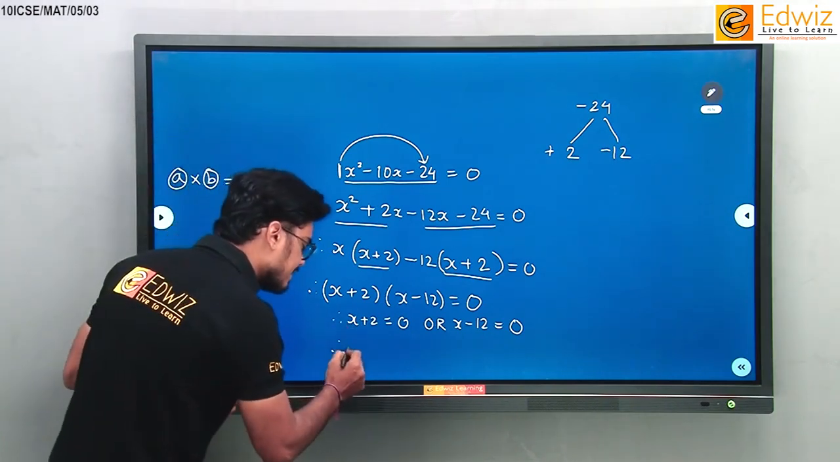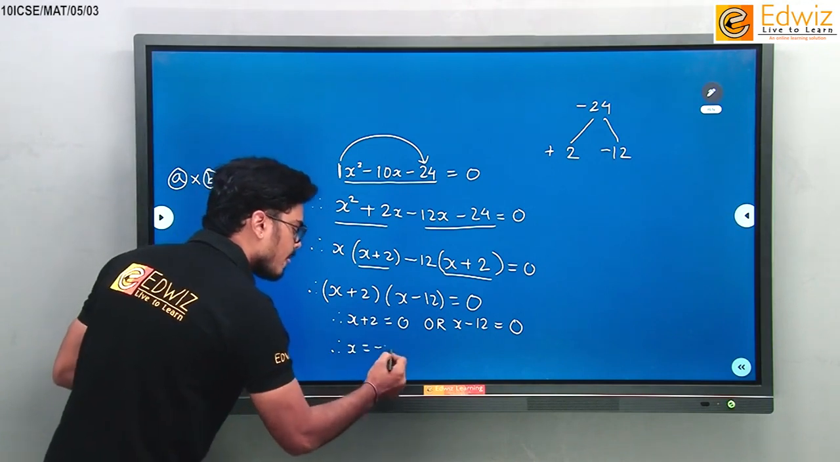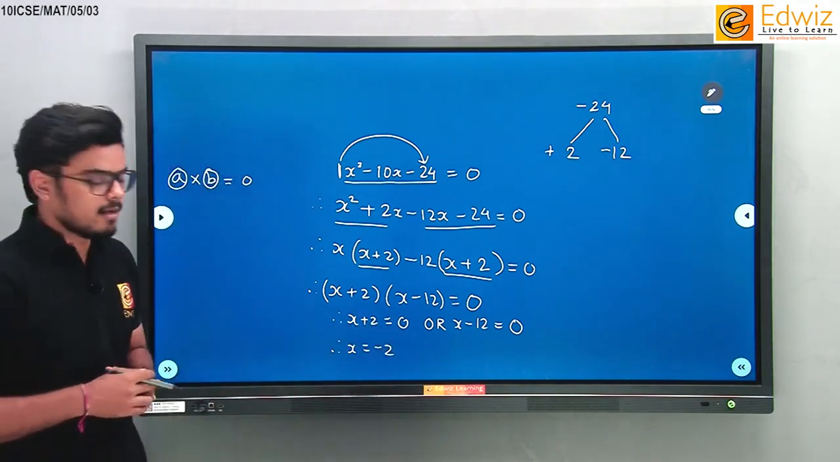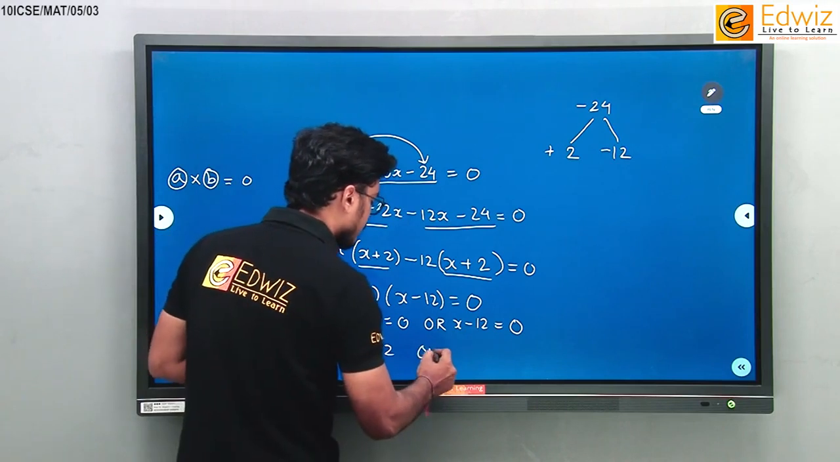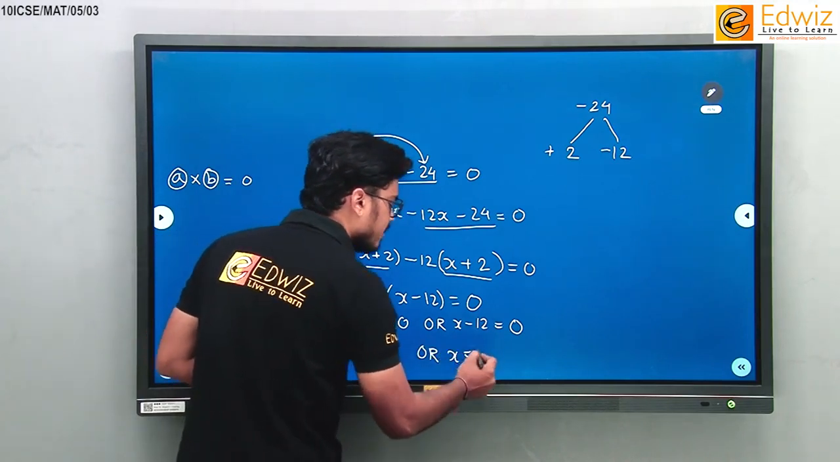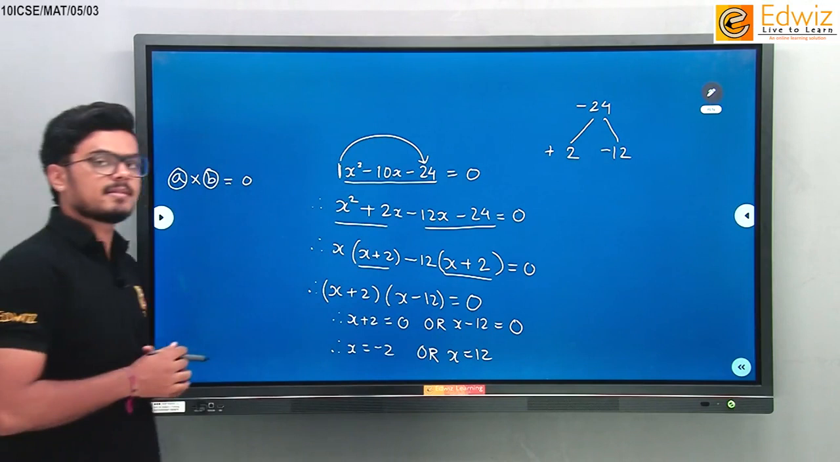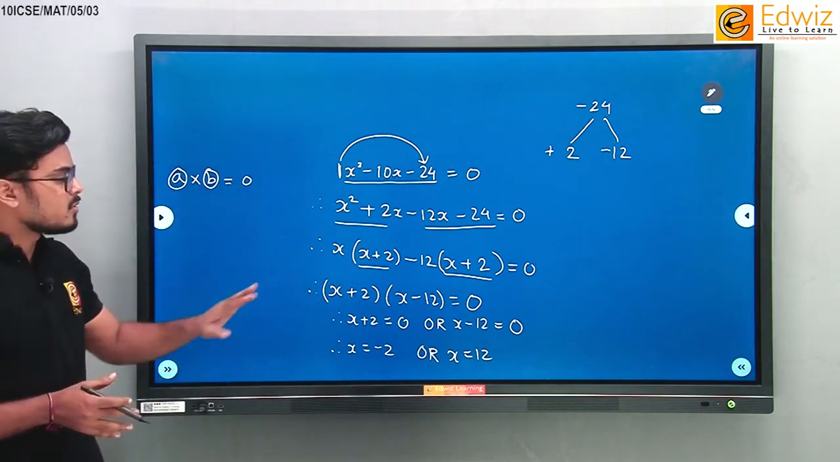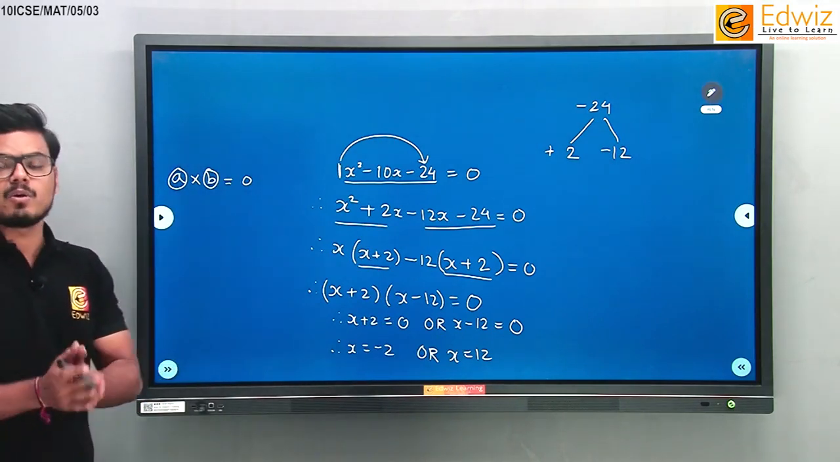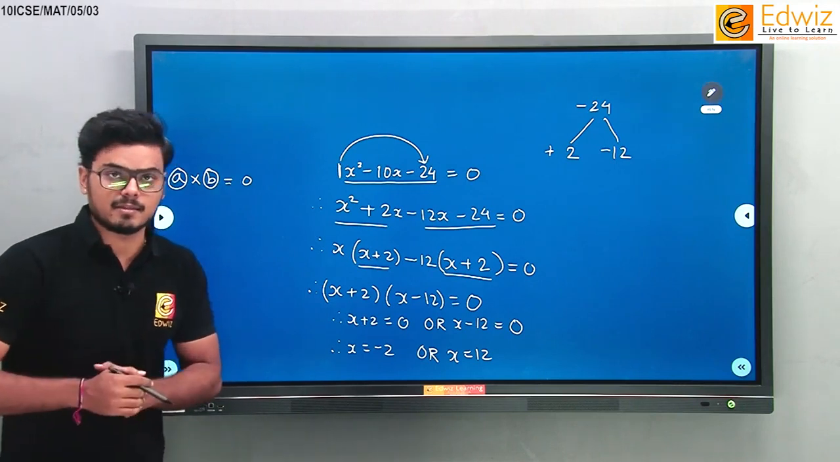So either x is equal to minus 2 when this plus 2 goes on the other side, or x is equal to positive 12. Minus 12 on the other side will become positive 12. So this is the way to solve a quadratic equation using factorization method, correct?